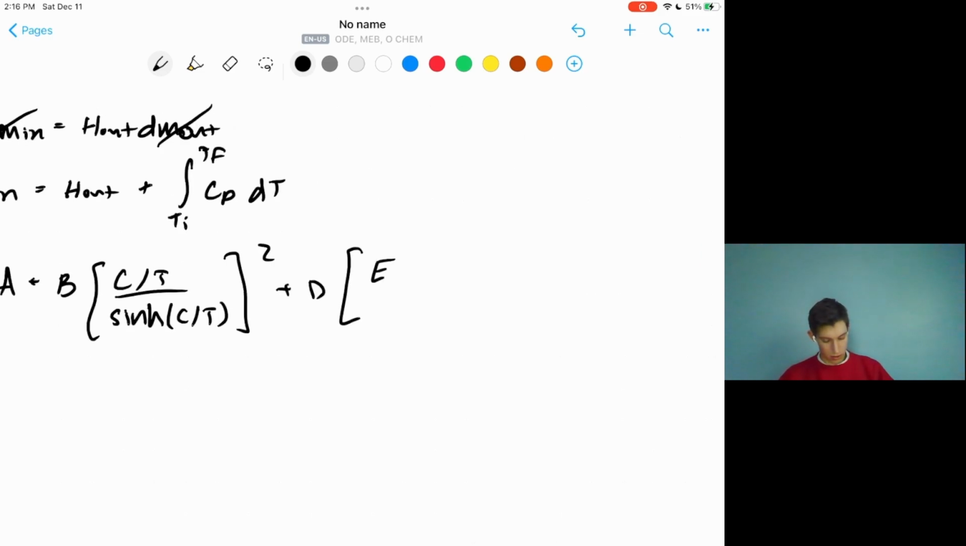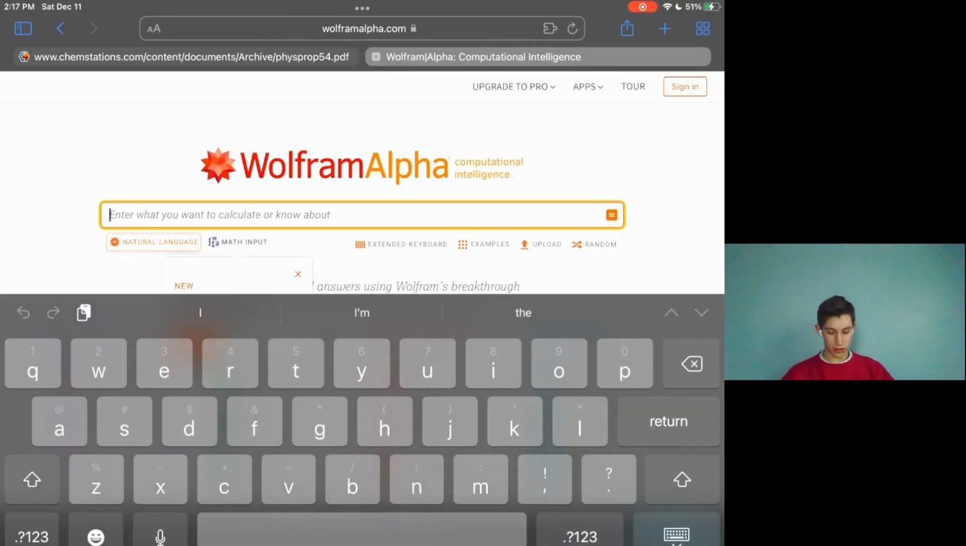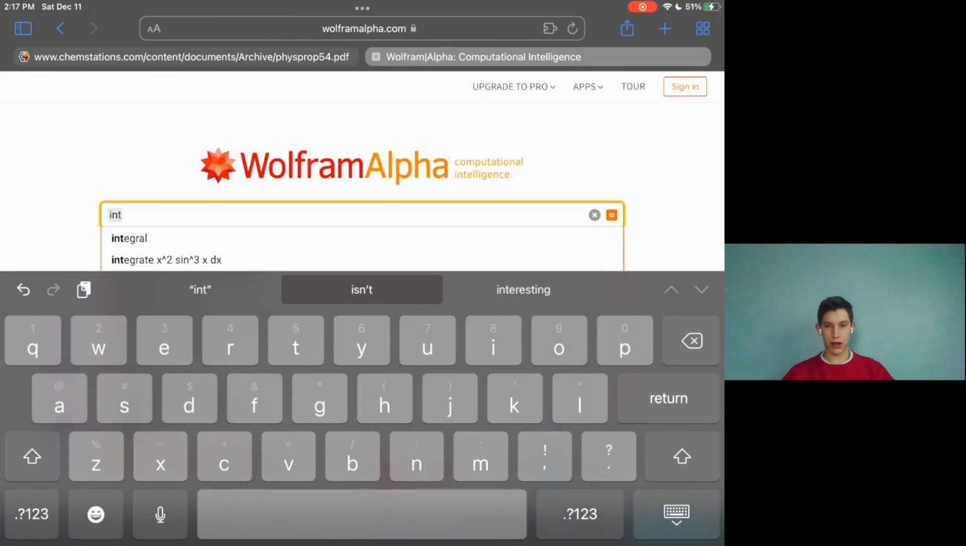So then we can integrate it on Wolfram Alpha because it's so complex to do by hand. And it's not important to understand how to do it by hand necessarily when we have technology like this we can use. So we're going to integrate.